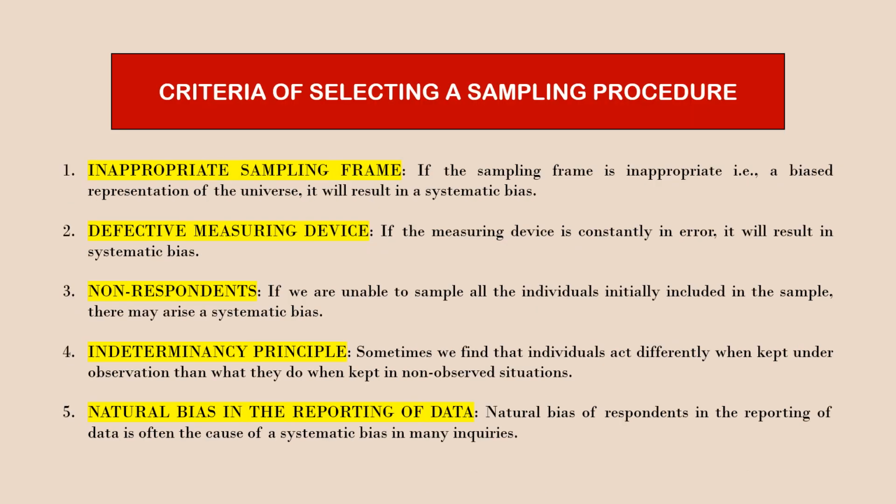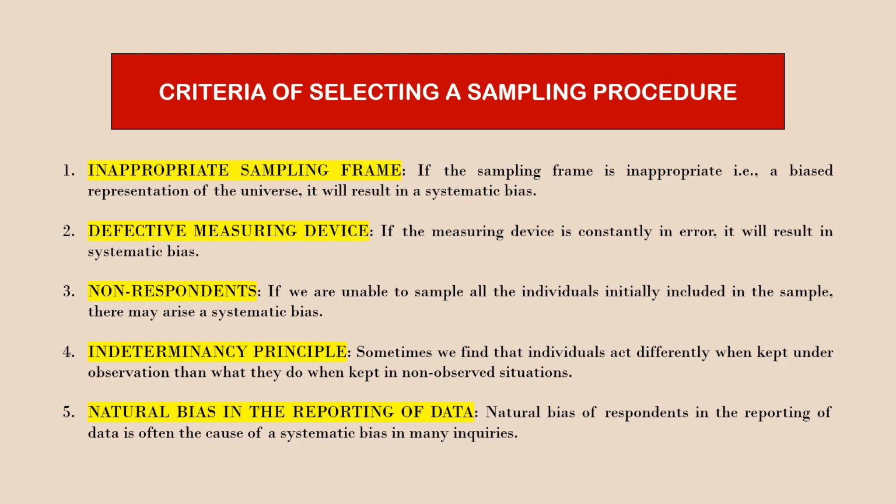Next is criteria of selecting a sampling procedure. So here there is actually a case of bias. If we don't take these criteria properly, then we will have to deal with error or a bias situation. Like an inappropriate sampling frame. So if the sampling frame is inappropriate or already a biased one, then we will get the result in biased form only. So the data may not be reliable.